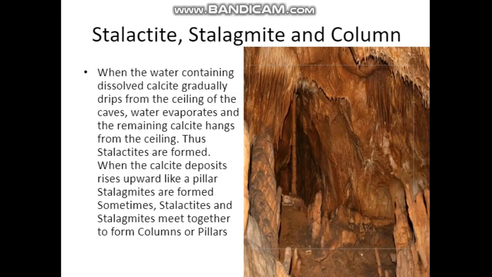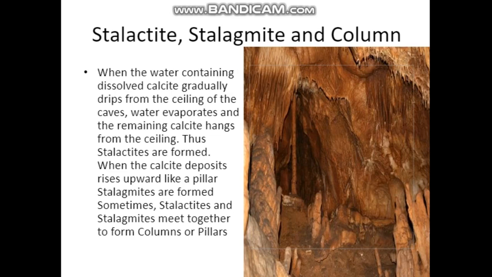The stalagmites are formed when the calcite deposit rises upward like a pillar. We can see that stalagmites are formed. Sometimes stalactites and stalagmites meet together to form columns or pillars. It will be like a pillar. So, stalactite, stalagmite and column.